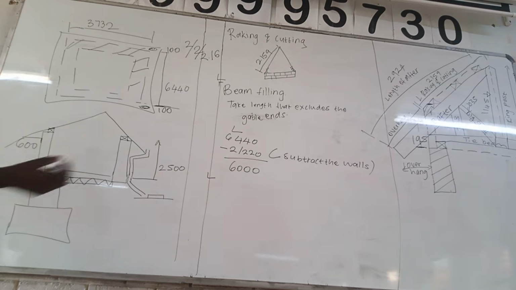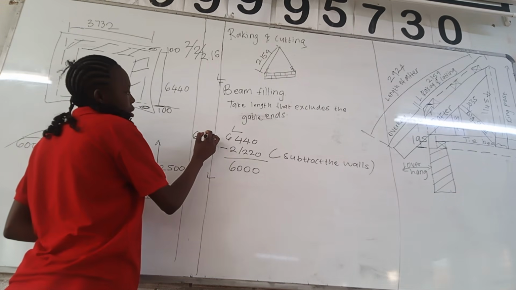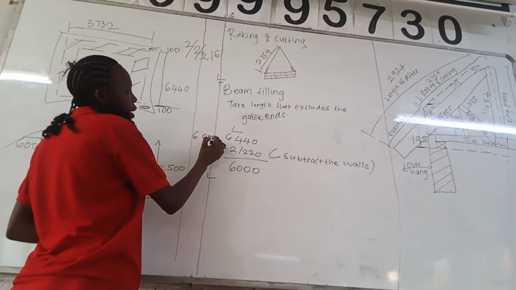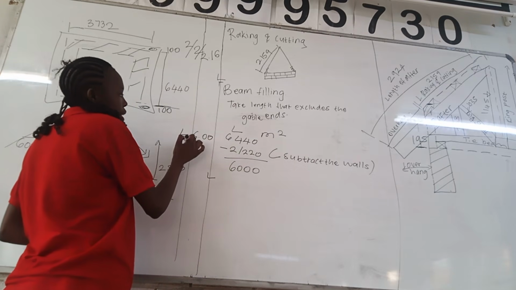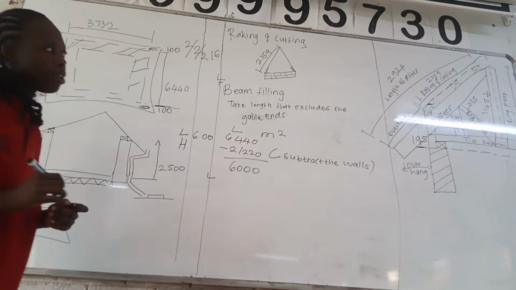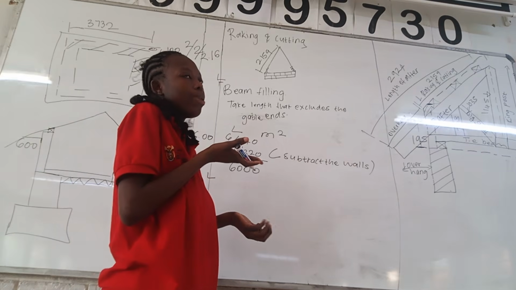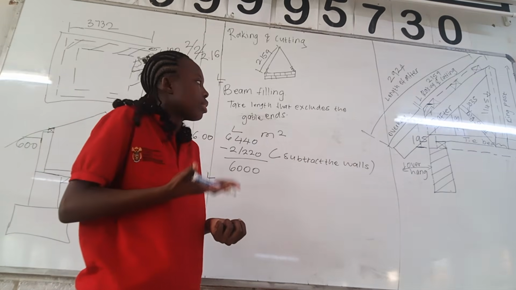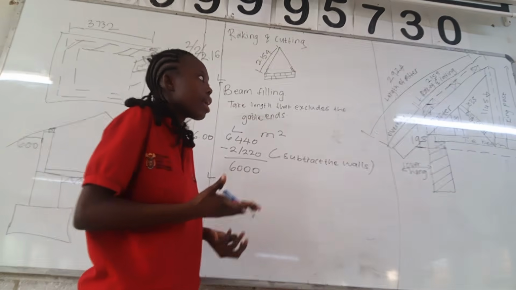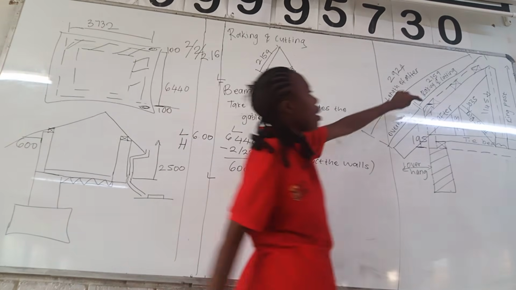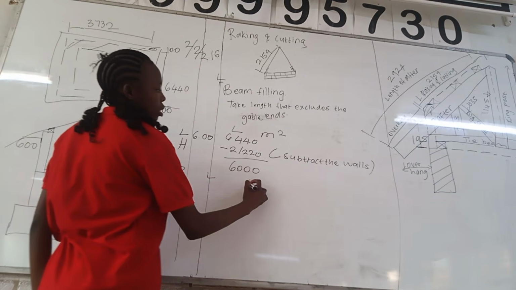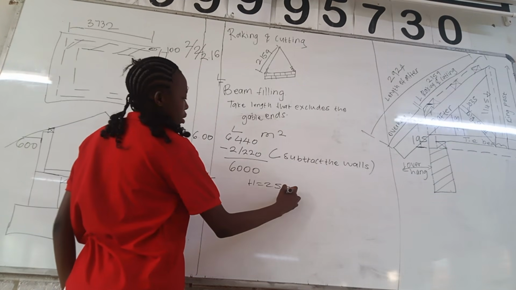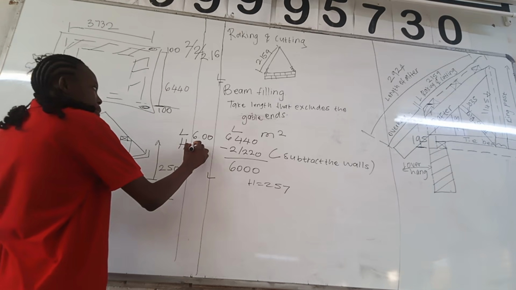So what's the... okay? It's 6,000 again. So beam filling is in square meters, right? So if it's square meters, it's the length and the height. So what's the height of the beam filling? We said the beam filling starts under the wall plate. Where the wall plate starts, the beam filling also starts, and then the beam filling ends here again. So now we have the height is 257.